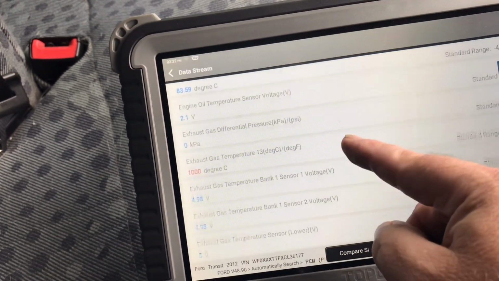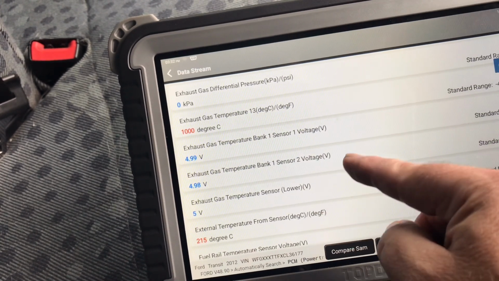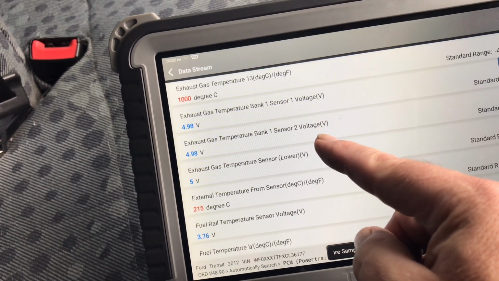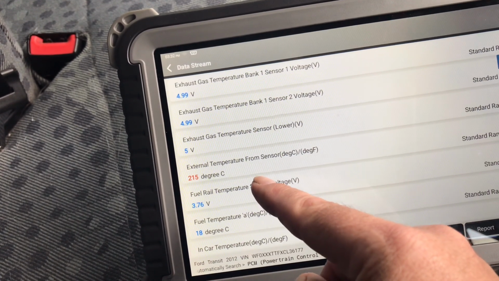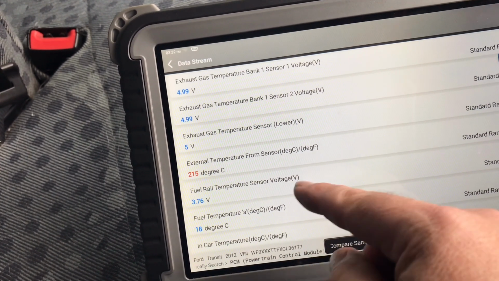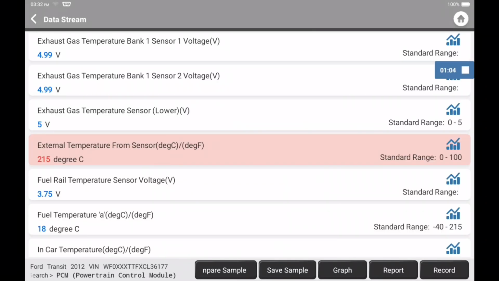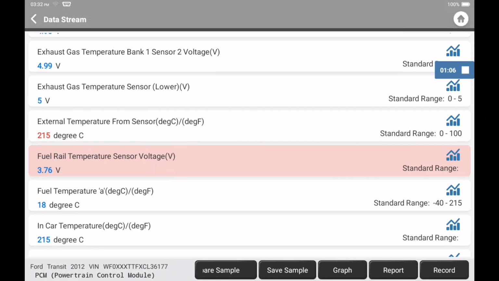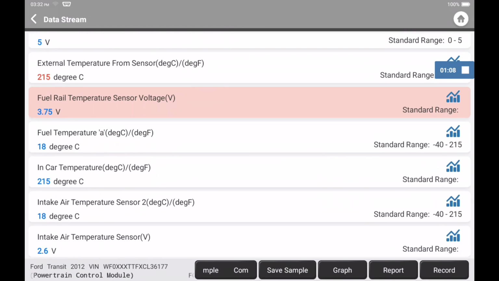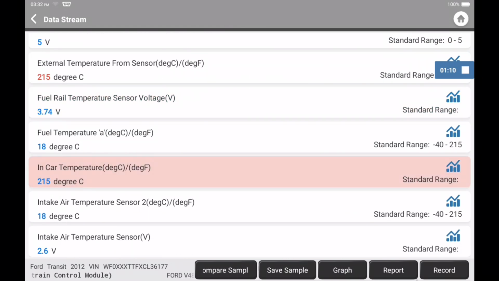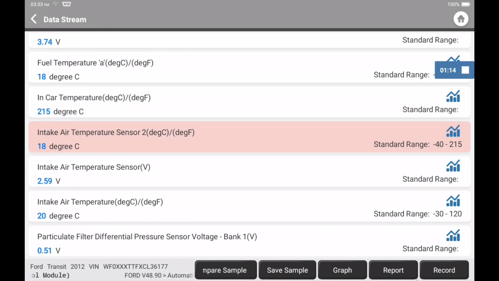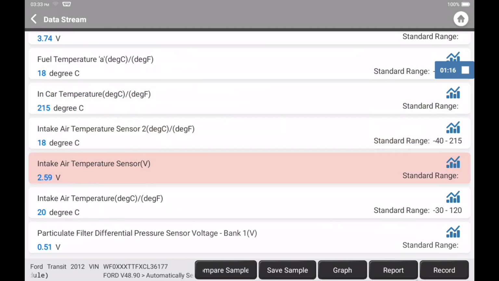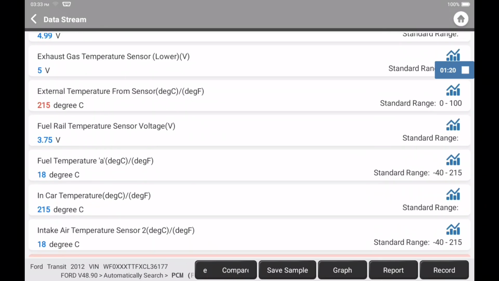2.1. These are wrong. External temperature from sensor 215 degrees. That seems very high. That one there, the fuel temperature sensor, that's wrong as well. Look, that's too high. Intake air temperature, that'd be right. And particle filter, oh, that was the one we had done earlier on.